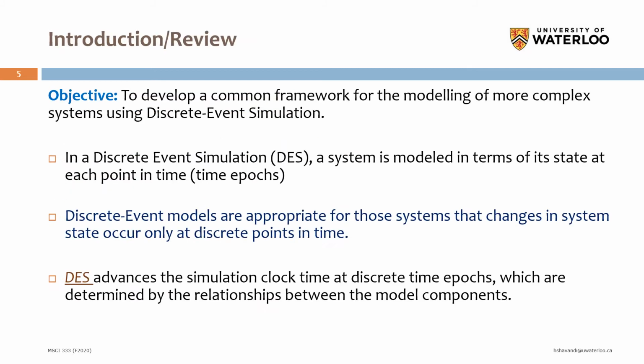So what's the objective of this chapter? The objective of this chapter is having a common framework for the modeling of more complex systems using discrete event simulation. So we're going to have a framework in this chapter that we can apply to any discrete event system in order to describe or model that system in terms of discrete event simulation. So this is the objective of this chapter.